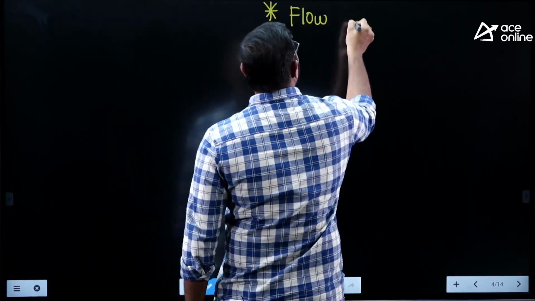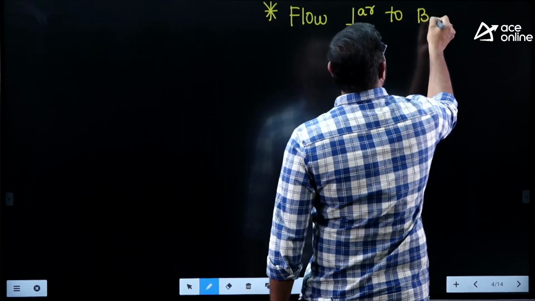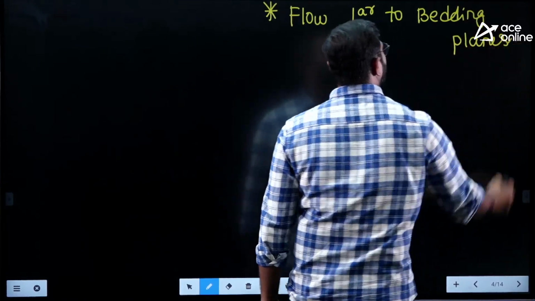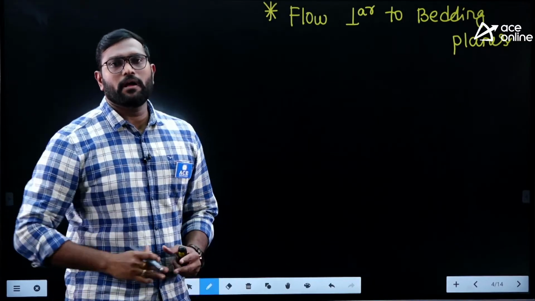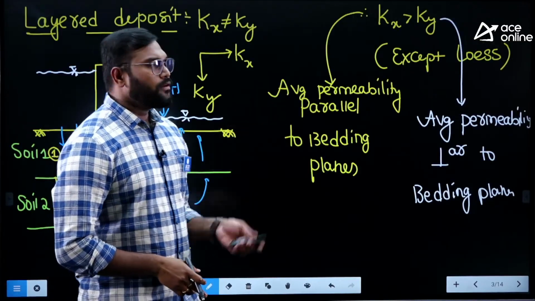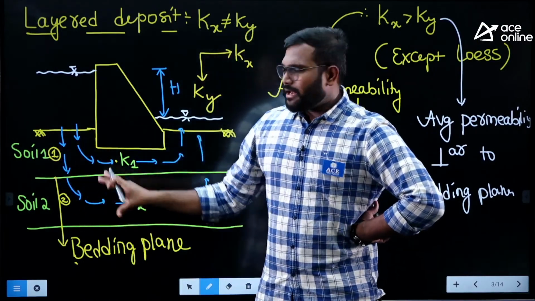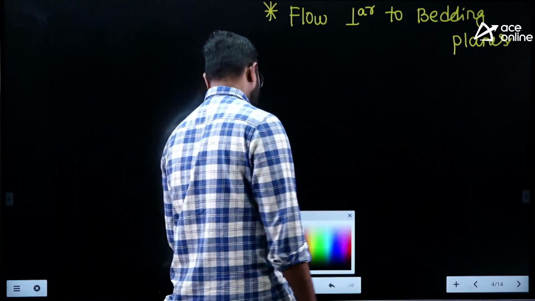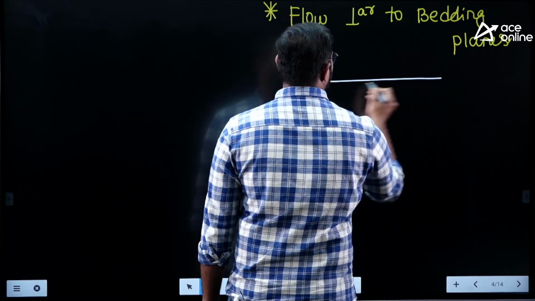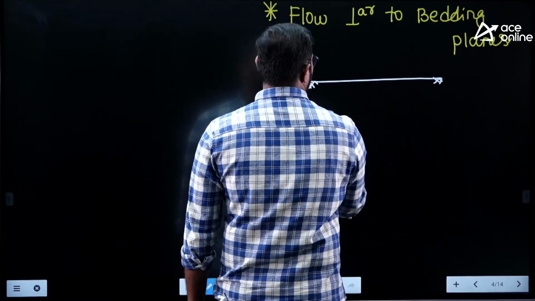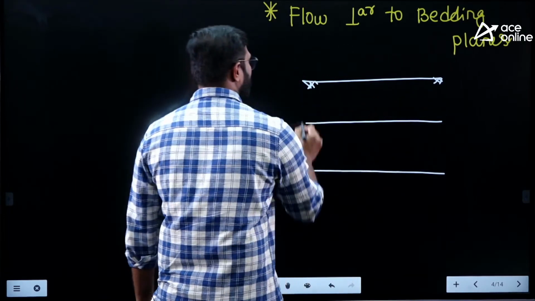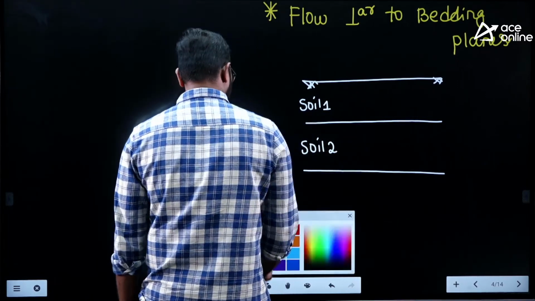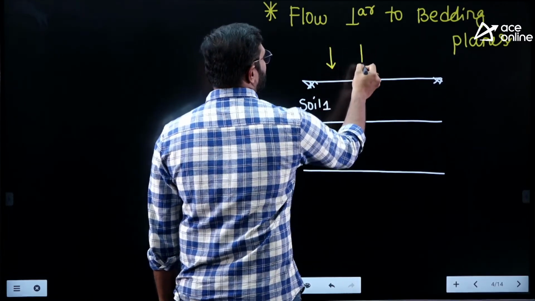When the flow is perpendicular to the bedding planes, let me take the same example where I have taken a two-layered deposit. Let's take out that soil sample and we'll see. Okay? So let's take this sample, and it consists of two layers. One is soil 1 and the other is soil 2. Now, let's say the flow is perpendicular to the bedding plane.